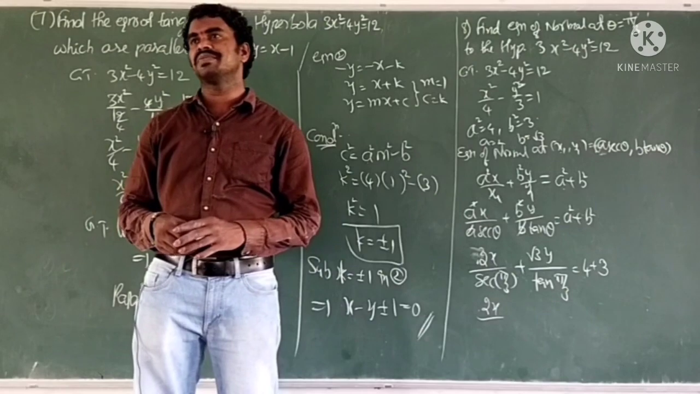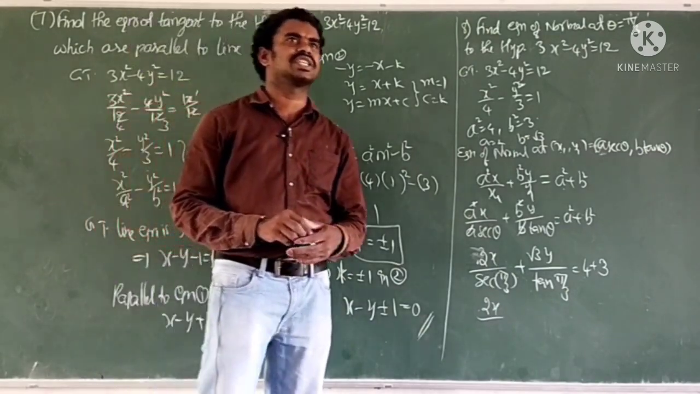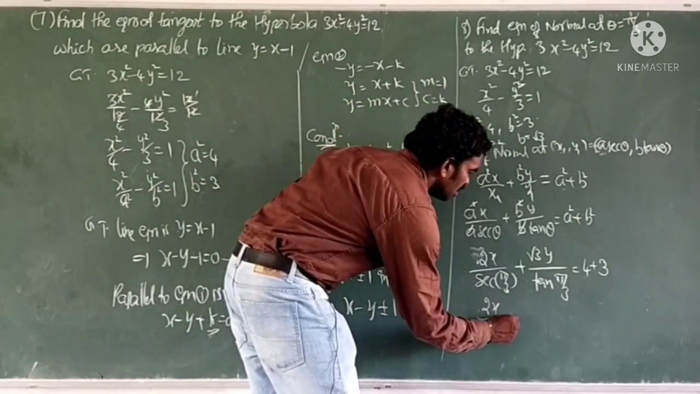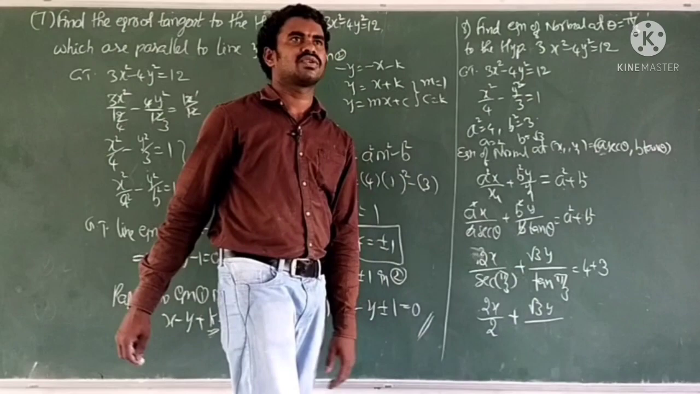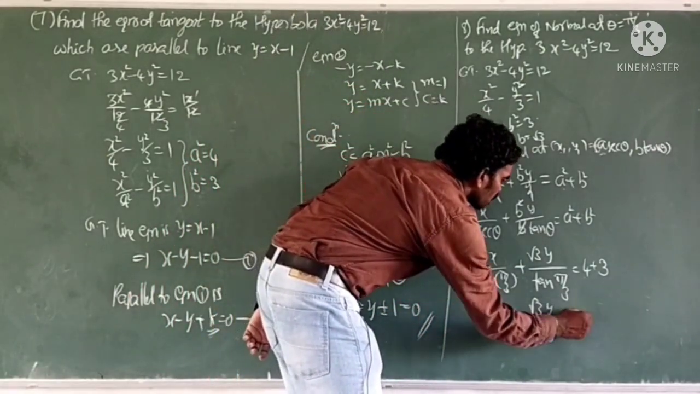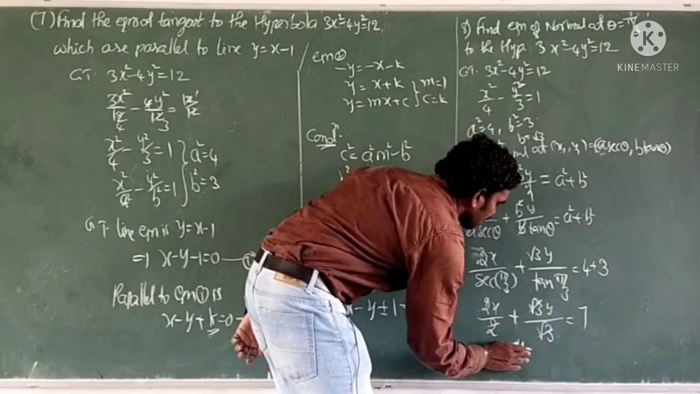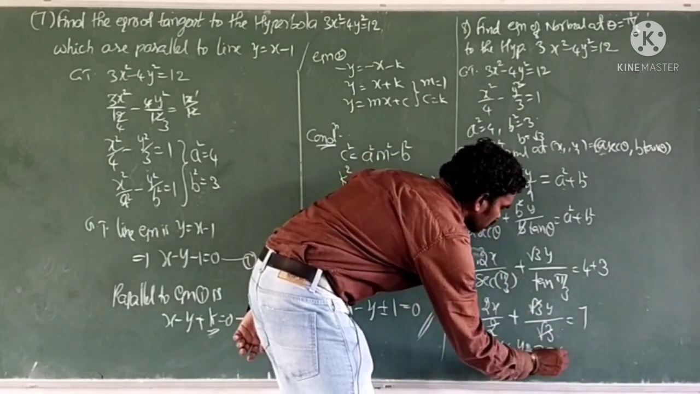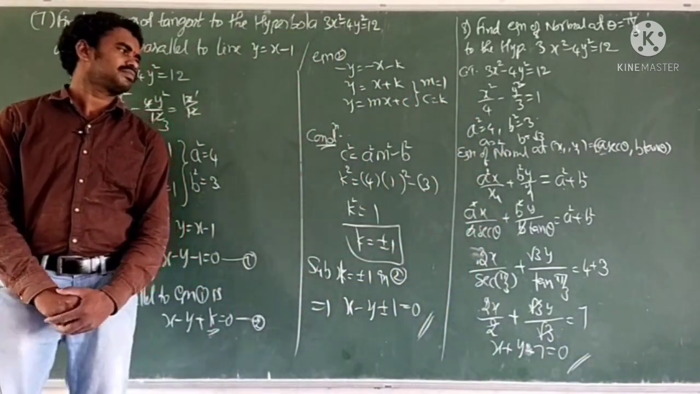What is cos 60? 1 by 2. Reciprocal, sec 60, that is 2. Plus root 3 y by same tan 60. What is tan 60? Also root 3. So it is 4 plus 3, 7, cancel. So x plus y is equal to 7, means bring left side minus 7 equal 0. This is the equation of normal of the given hyperbola.